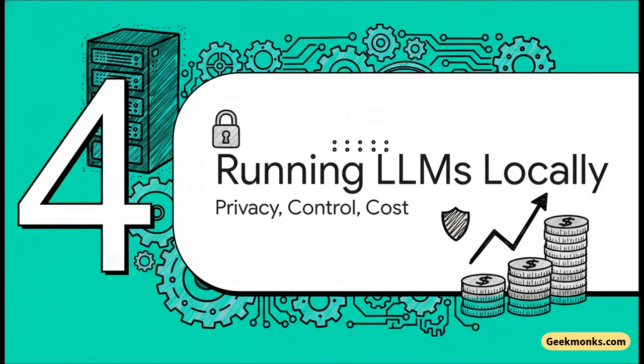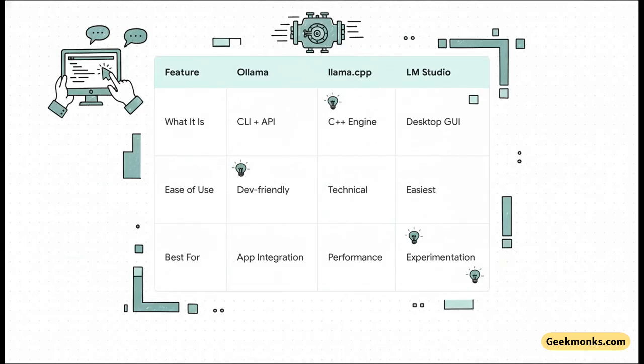Okay, but what if you want to sidestep external APIs entirely? For those situations where you need the absolute maximum privacy, total control, and maybe some serious cost savings at scale, you can run these incredibly powerful open source models on your own hardware. And honestly, thanks to an amazing community, running models locally has never been easier. Let's break down the three main tools you'll run into.